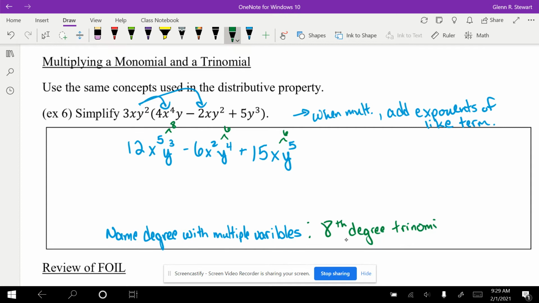And again, you touch more base on that in the next math class, but I just kind of wanted to give you a heads up on it. When you have multiple variables in one term, you add the exponents together, and then once you do, you find out which one has the highest degree. Okay. I'll even put that, add variables.